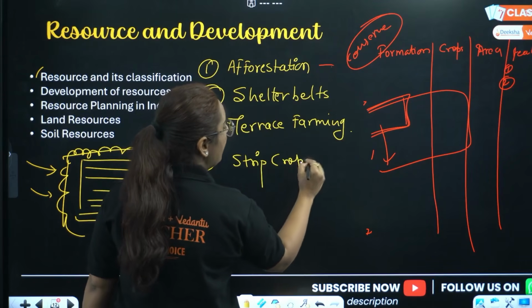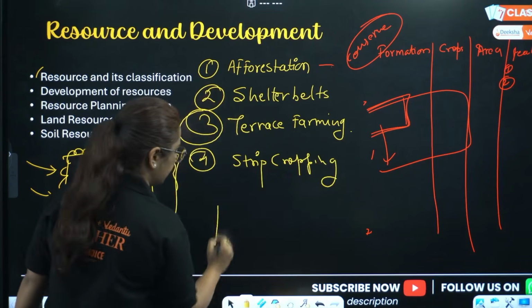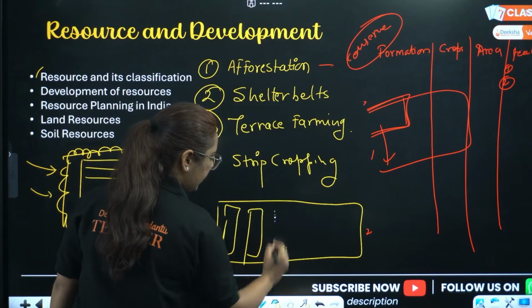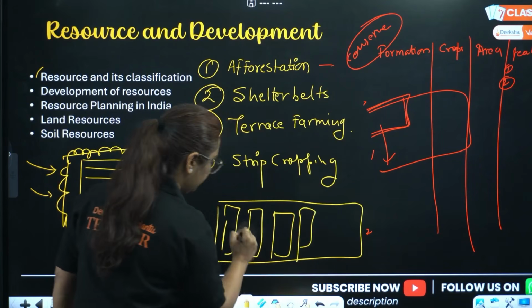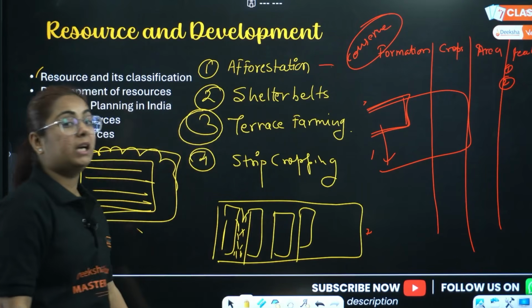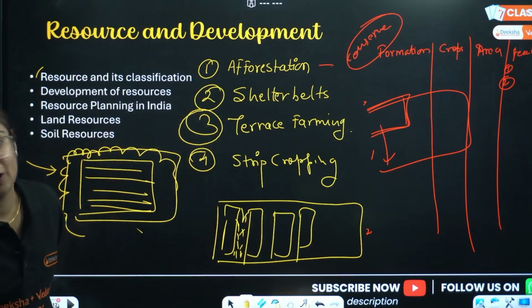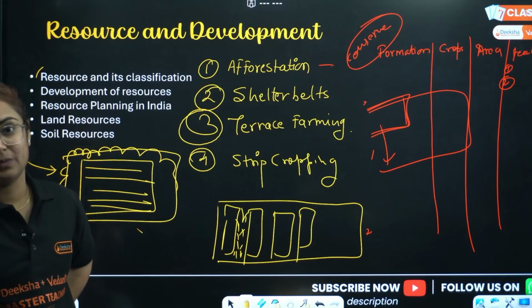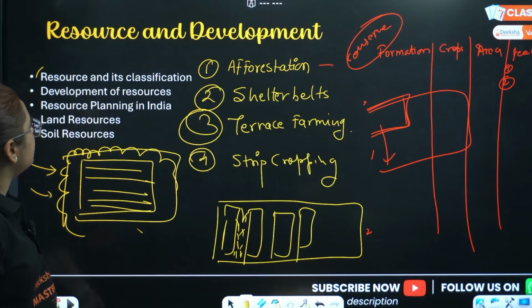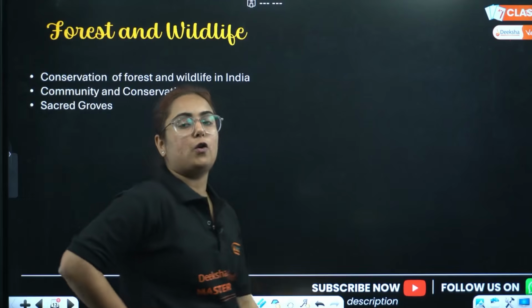Strip cropping. What is strip cropping, bacha? There is an agriculture field. You grow crops, you plow it, and likewise there are spaces in between. You can grow grasses here, which eventually decelerate the flow of wind and water. Get it? Very good. So we are ending with the chapter resource and development, moving to forest and wildlife.